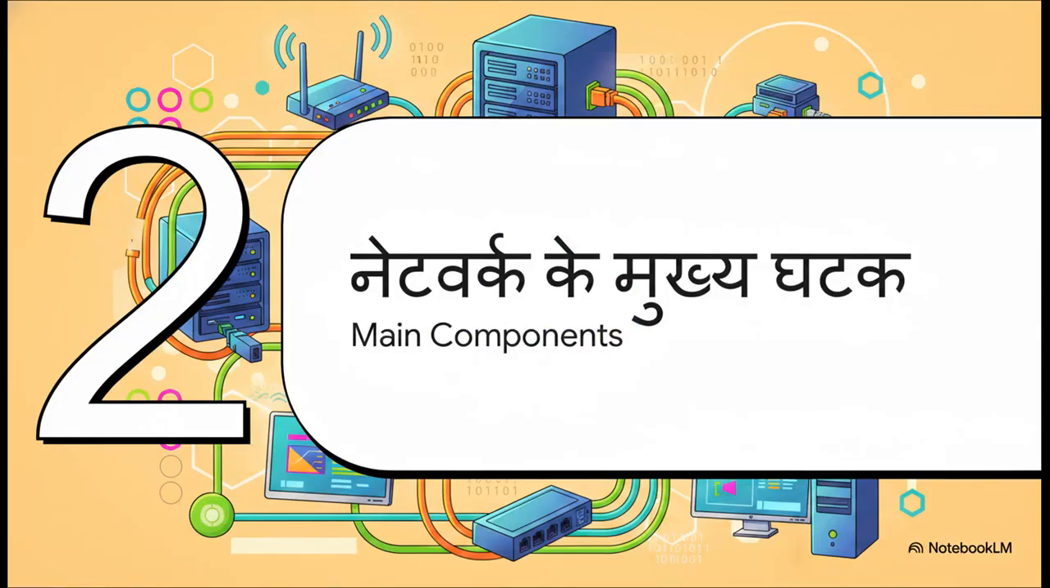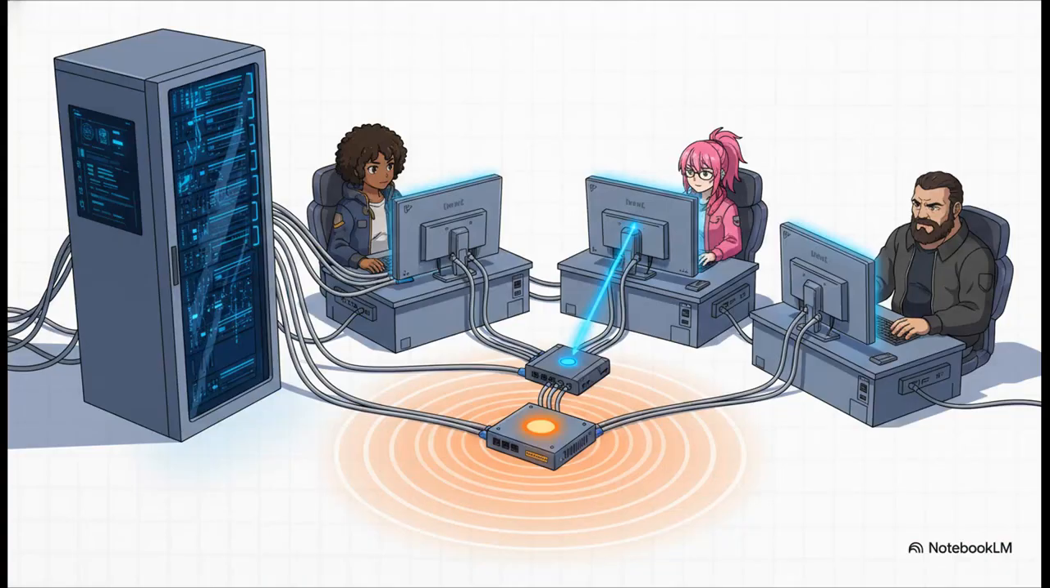Okay, so now that we get the what, let's dive into the how. What are the actual pieces that make up a network? Think of it like building with Legos. We're going to need a few different kinds of blocks. These are the building blocks of a network that bring it to life. At the heart of the network is the server. It's the boss computer that manages everything and holds all the data. Every other computer connected to it, like your laptop, is called a workstation or a client.